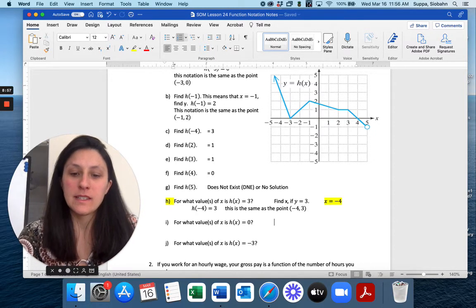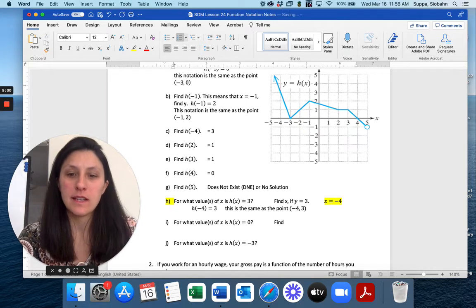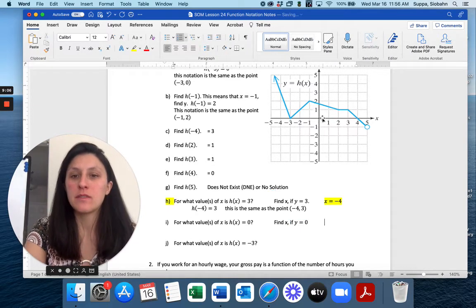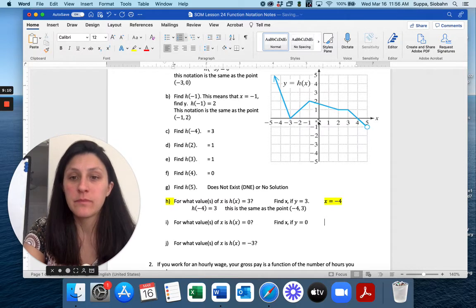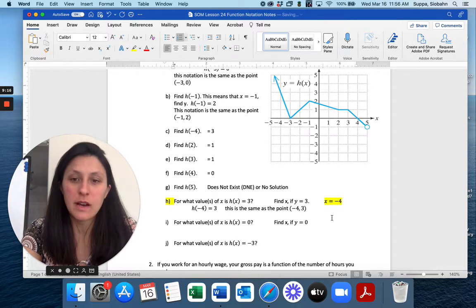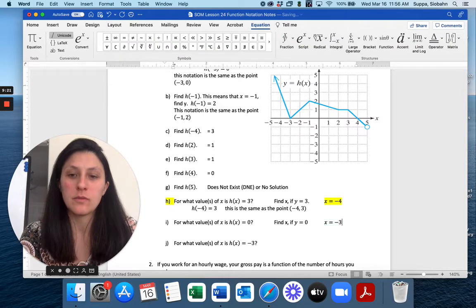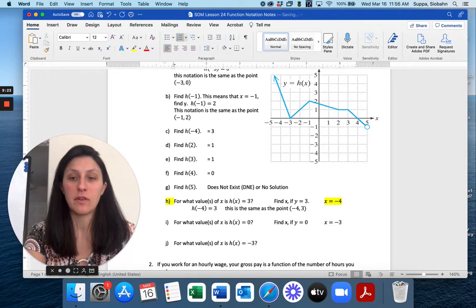Okay. So what is this question asking? This is asking you to find x if y equals 0. All right, what does that mean? Y equals 0 means it's along the x-axis, because you haven't gone up or down at all. So here's one point where y is 0. That point is -3, 0. So one value for the x would be -3.